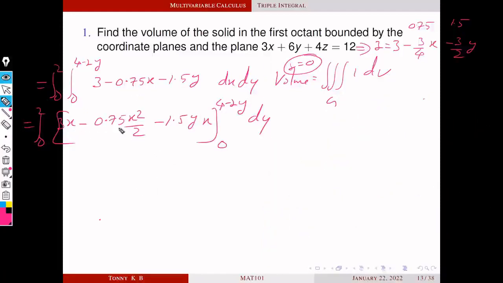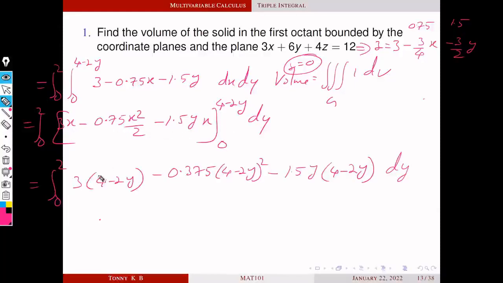So this becomes 3x minus 0.75 x squared by 2 minus 1.5y times x, from 0 to 4 minus 2y. Next you substitute the upper and lower limits. When x equals 0, all the terms are 0. So this becomes 3 times (4 minus 2y) minus 0.375 times (4 minus 2y) whole squared minus 1.5y times (4 minus 2y).